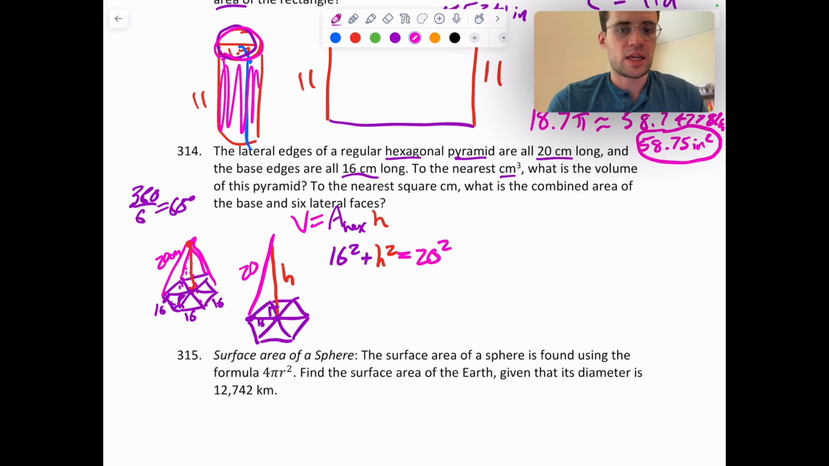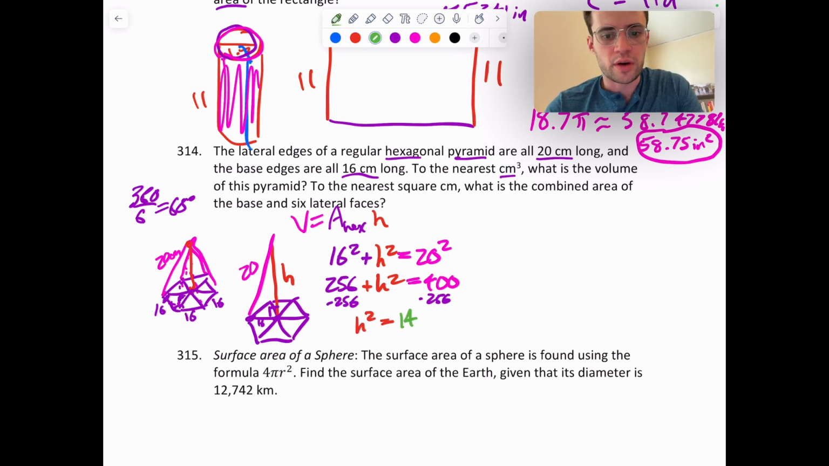Now we know that 16 squared is 256. H squared is what we're going to be solving for, and 20 squared is 400. We could subtract 256 from both sides, giving us that the height squared is equal to 144. So we just can do the square root of both sides because with the geometry problem, you don't have to worry about a negative solution. In this case, that would mean that our height is equal to 12. Square root of h squared is h, square root of 144 is 12. We still need to find the area of this base.